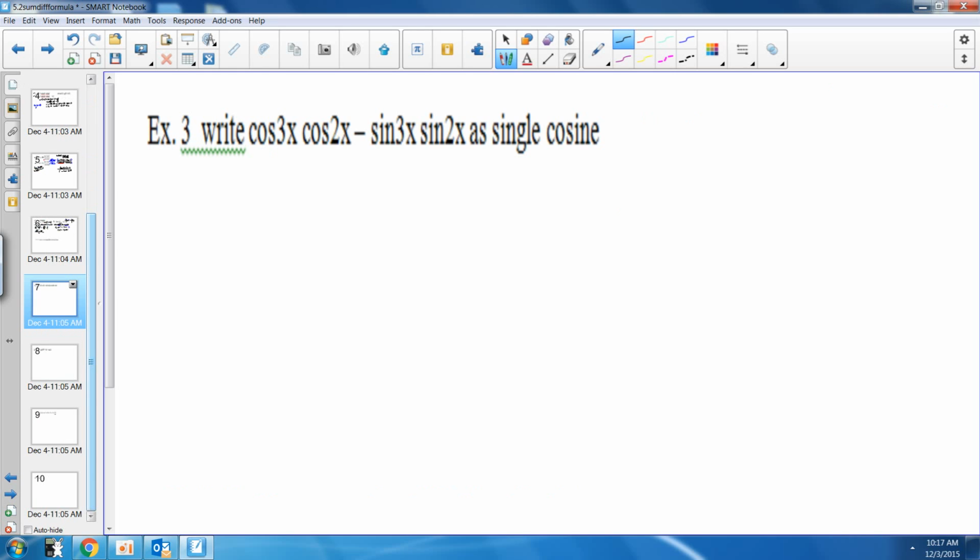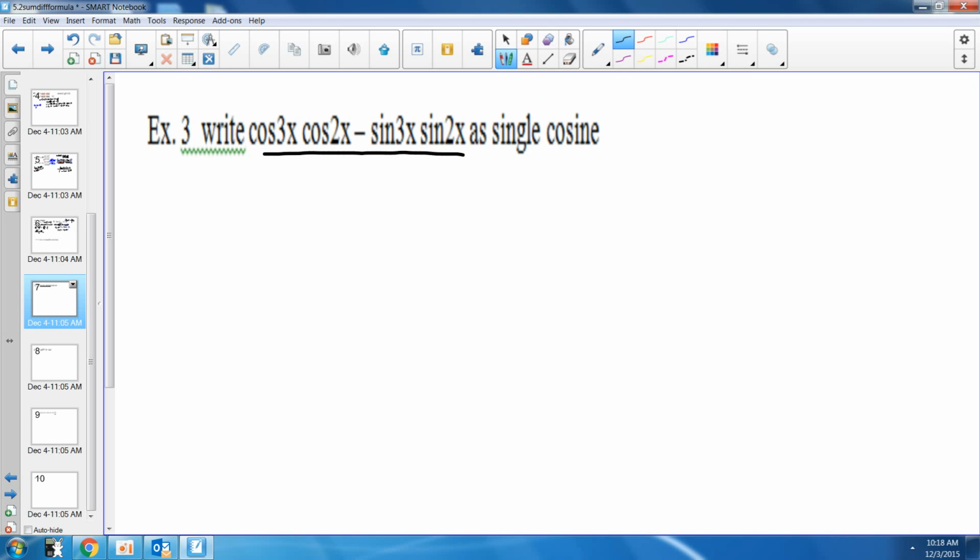This next problem looks complicated, but it's not. It says cosine 3x cosine 2x minus sine 3x sine 2x, and you're supposed to write this as a single cosine. The only thing you're really doing here is you're recognizing a pattern, and you're going from the right side to the left instead of the left to the right. And the pattern is where you have cosine A cosine B minus sine A sine B.